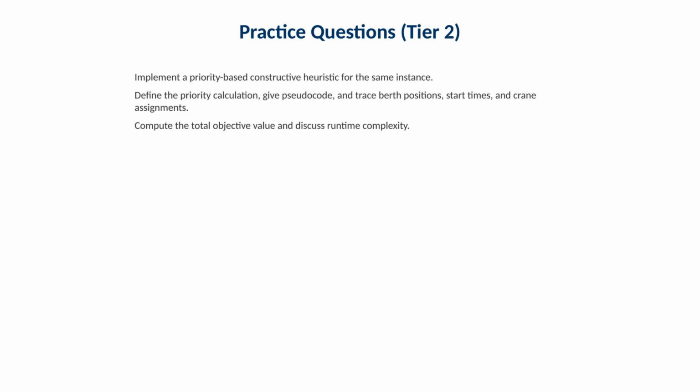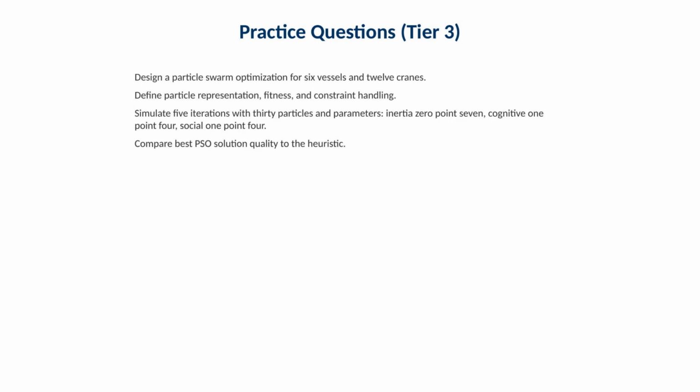This question asks you to implement a priority-based constructive heuristic for the same instance. You define a priority calculation, provide pseudocode, trace berth positions, start times, and crane assignments, compute the total objective, and discuss time complexity. This question asks you to design particle swarm optimization for 6 vessels and 12 cranes.